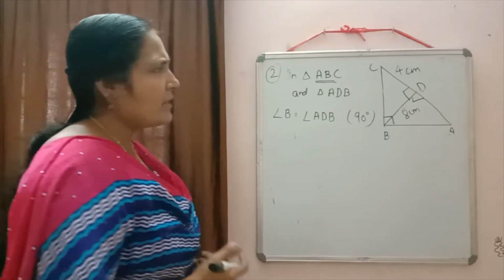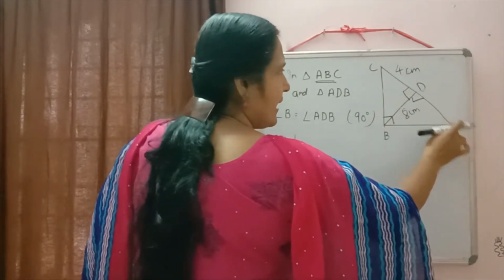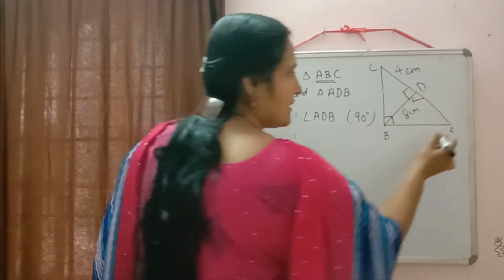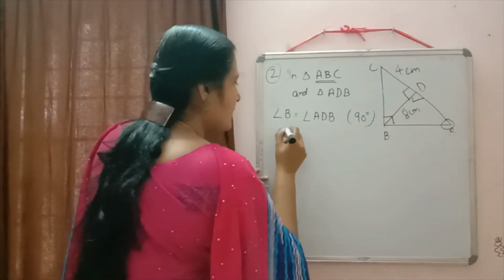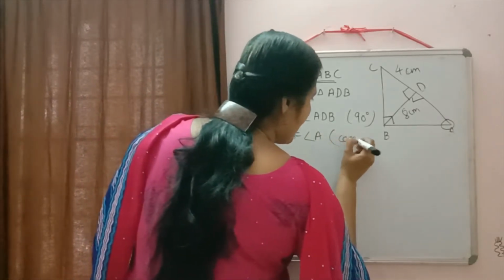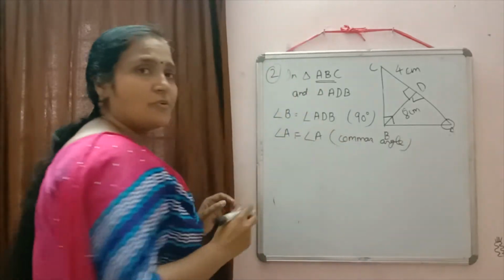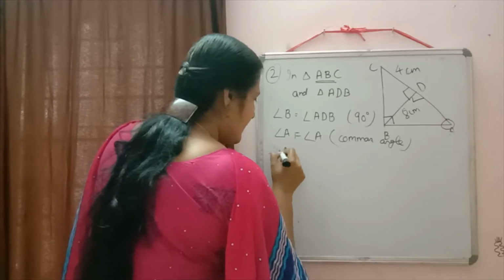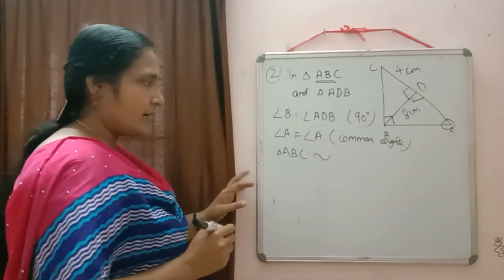Now one more angle we need there. Just to check, triangle ABC and triangle ADB. Yes, which angle? Yes, angle A. Angle A is the common angle. So just write down there, angle A is equal to angle A. Reason we can write common angle. So we got 2 equal angles there. So we can write, therefore triangle ABC similar to, now naming should be written correctly.